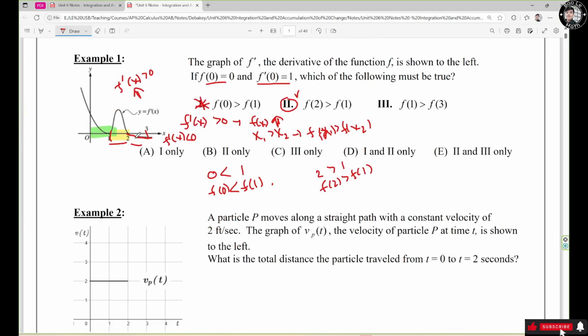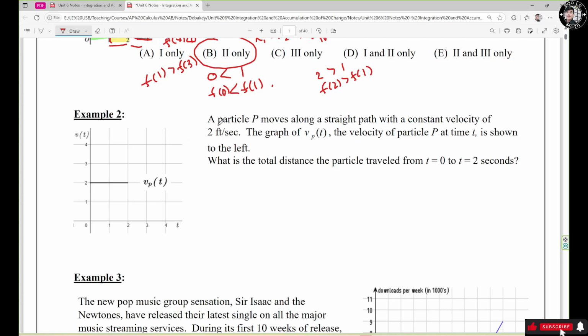So you look at the interval 2 to 3. The amount of decreasing behavior of the function f of s on this interval does not seem large enough to make f of 1 greater than f of 3. So the final answer must be 2. Now let's move on to example number 2.